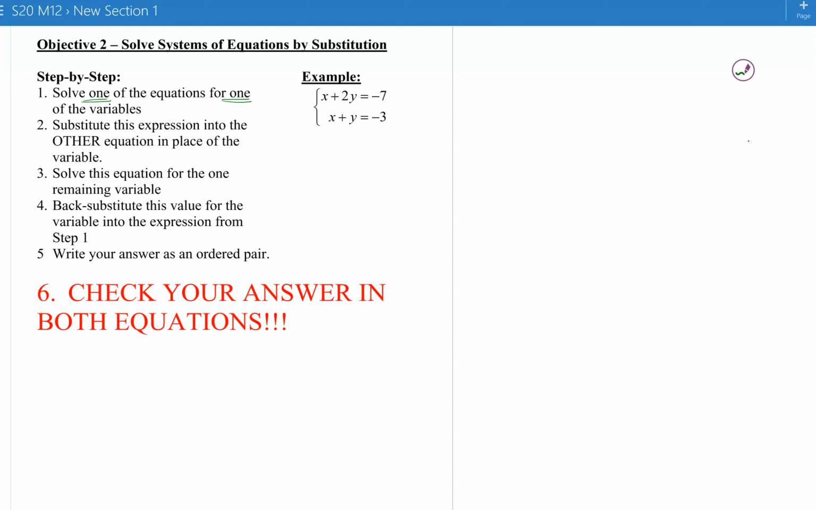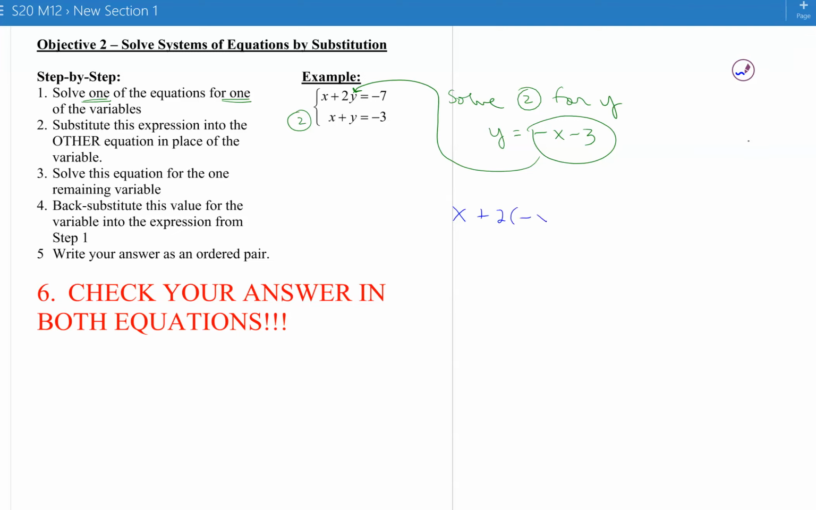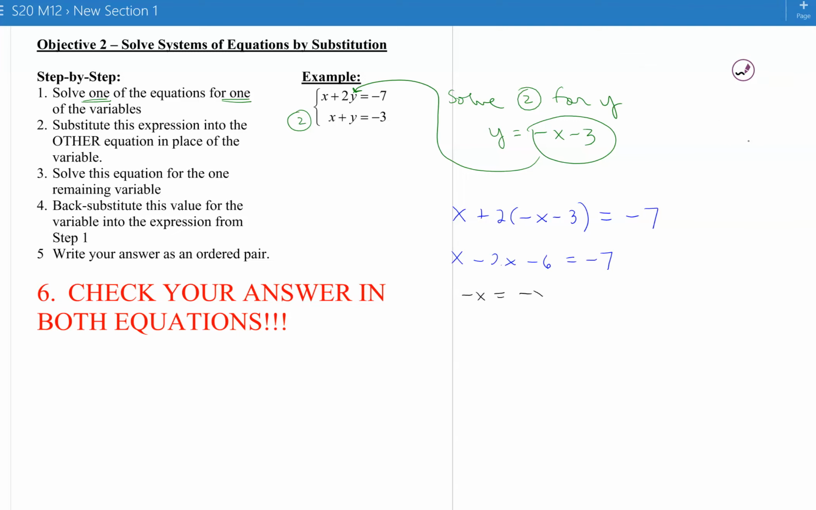So let's solve the second equation for y. So y would equal -x minus 3. Then I substitute that into the other equation. If you accidentally substitute it into the same equation you started with, you'll get 0 equals 0 and realize that you haven't made any progress. So now we have x minus 2x minus 6 equals -7. So negative x equals -1 and x equals 1.